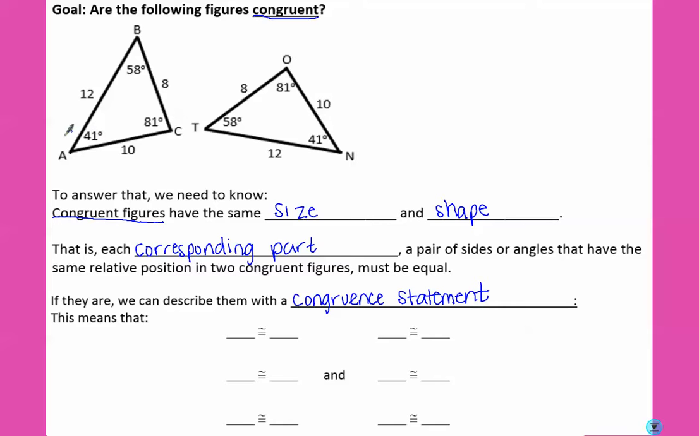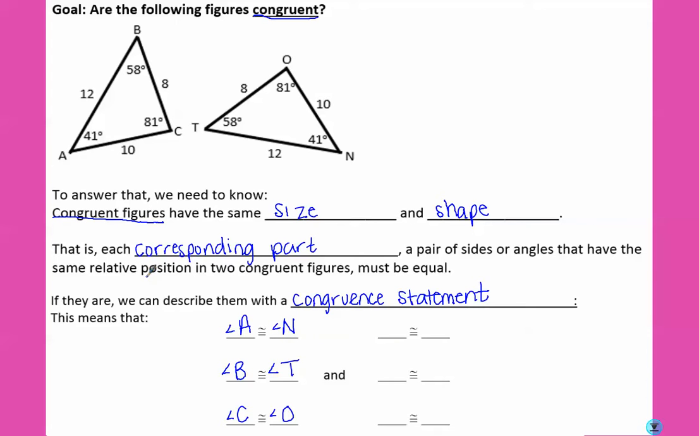So if we look here, angle A is 41 degrees. Angle N is also 41 degrees, so they are congruent. Angle B is 58 degrees. So is angle T, so they are congruent. Angle C and angle O are also congruent. Notice how with all the angles, I'm putting the angle symbol.